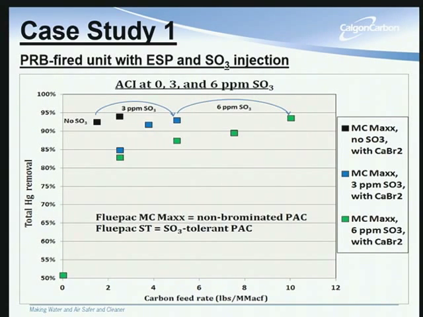But right off the bat, by adding just 3 parts per million SO3, now we're pushed out to here, about 5 pounds for the same performance. And by the time you get to 6 parts per million of SO3, now we need 10 pounds per million ACF for that same performance.